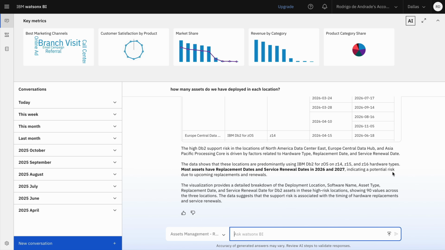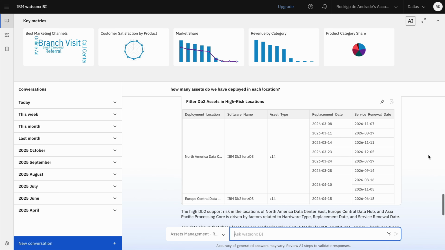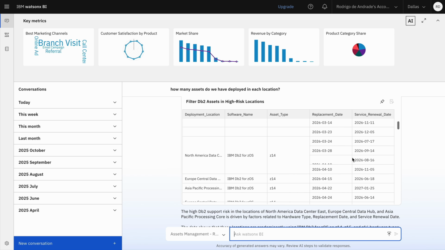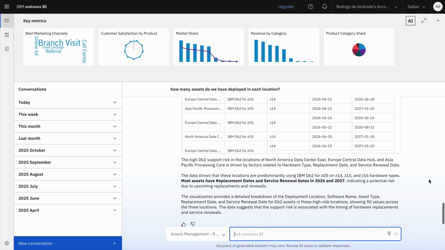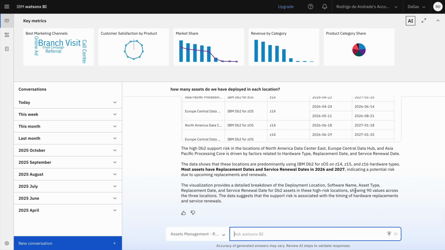You have a table with the deployment location, software name, asset type, the replacement date, the service renew date. And you have an explanation as well. The DB2 support risk is located in the North America data center, Europe Central Data Hub, and Asia Pacific processing core. So you have the answer on what can indicate a potential risk in this case, right?